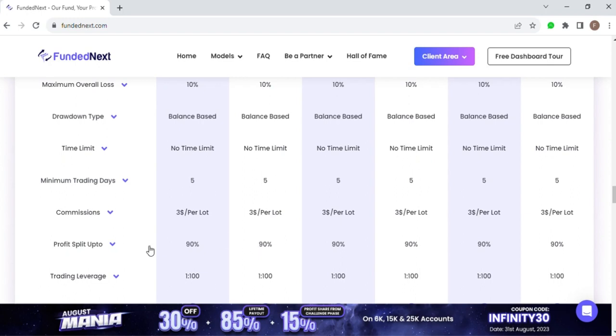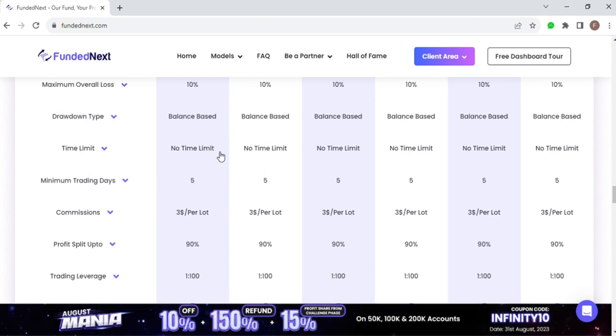Time limit. So there's no time limit. You can take your time to trade, and you don't have to rush it. And also, you are not given a set period of time to get to the target. So you have to have patience and not rush things.